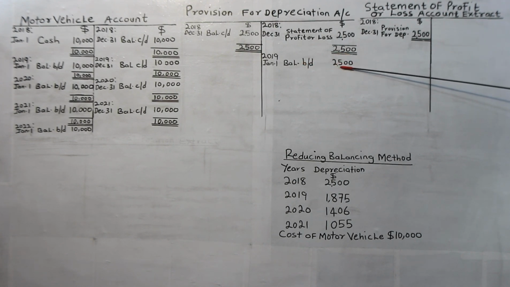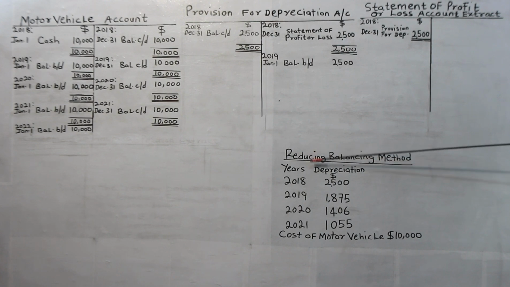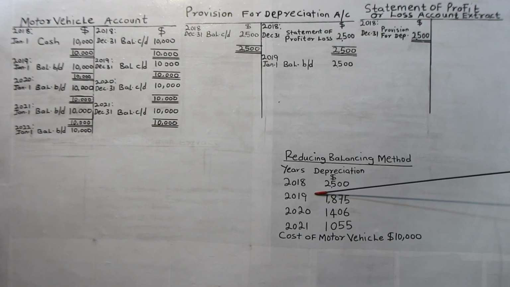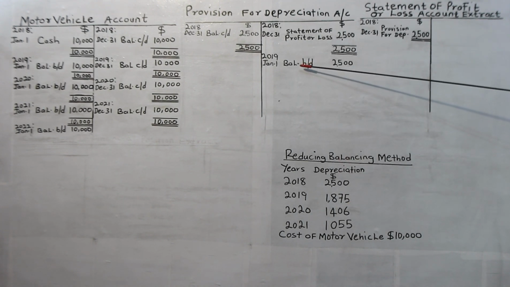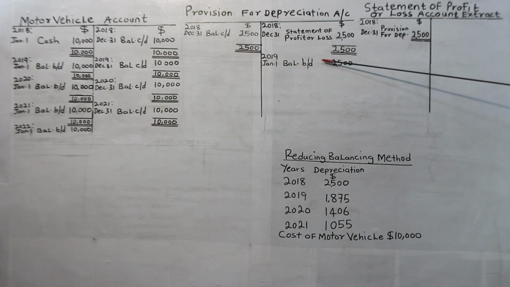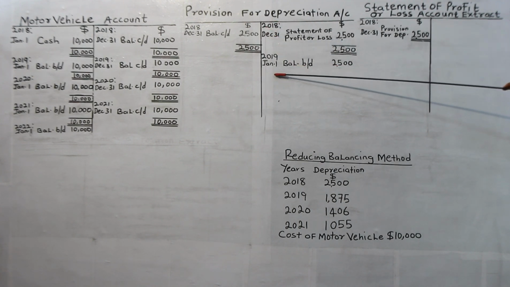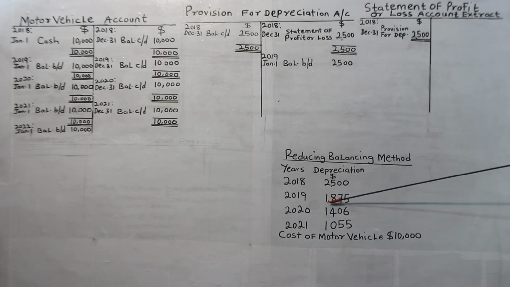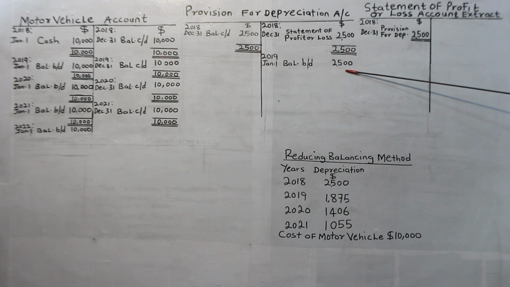The next thing we take into consideration is the depreciation for 2019. If you go to our computation, in 2019, under reducing balance method, the total depreciation for 2019 is $1,875. So in the new year, 2019, we transfer it to the statement of profit or loss account. We have the balance brought down of 2,500 from the previous year. And now we add to it the depreciation for the current year, 2019, which is 1,875. And that amount will be sent to the profit or loss account.